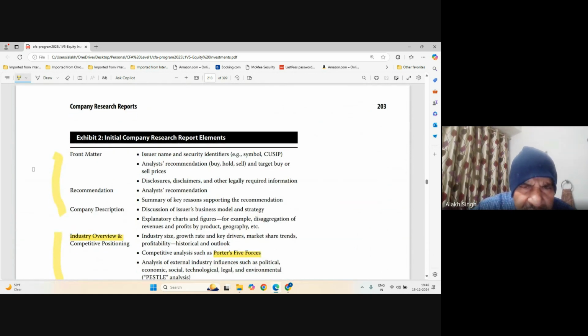So, the initial company research report, front matter. The issuer name means the name of the company that issues the equity, and the security identifier is its CUSIP number. Analyst, your recommendation will be buy, hold, or sell. That will be in the front matter, because everybody will like to read the conclusion first, before reading your report. So it is on the top page.